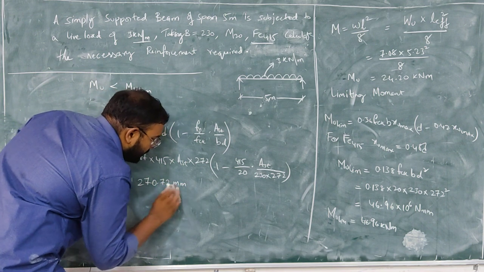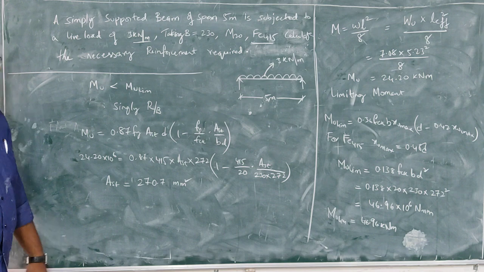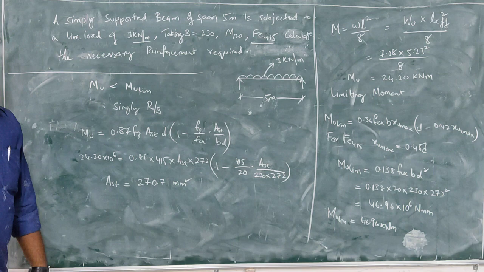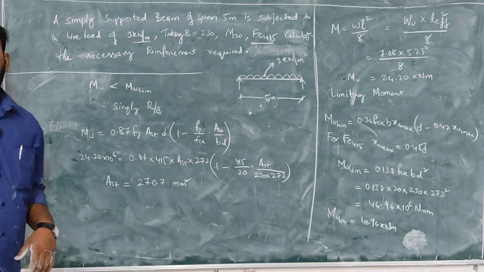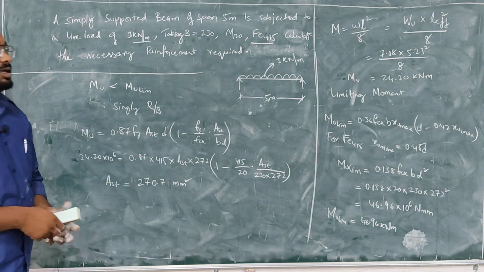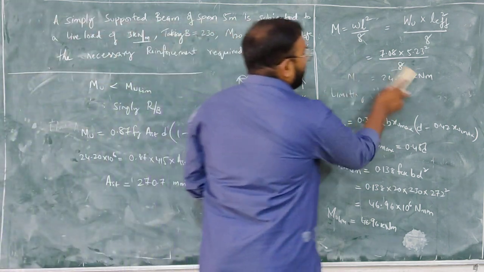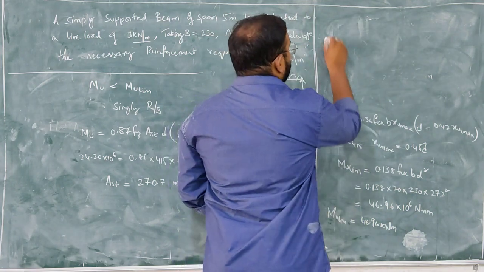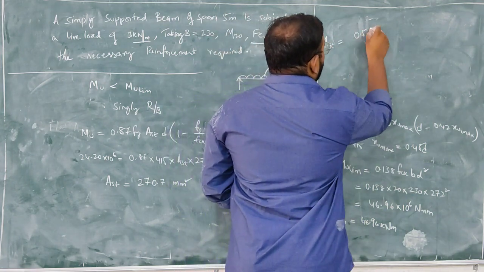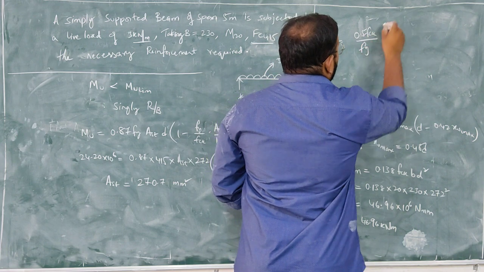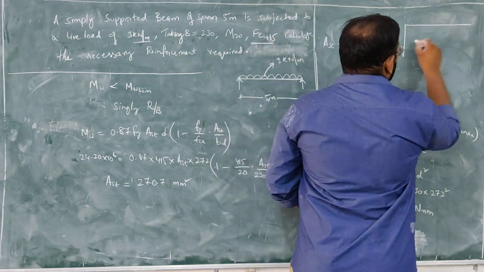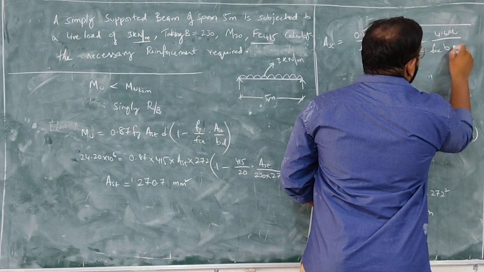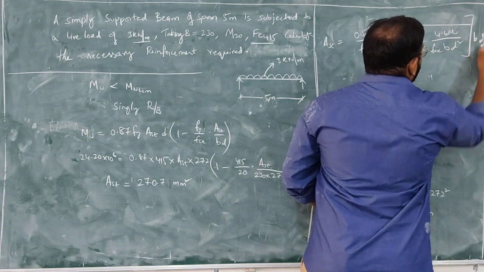270.7 millimeter square. In some textbooks, this formula is not used. Instead, they have derived one more formula to avoid the quadratic equation. That formula is like this. See here, Ast is equal to 0.5 fck by fy into (1 minus root of (1 minus 4.6 Mu by fck bd square)) into bd.